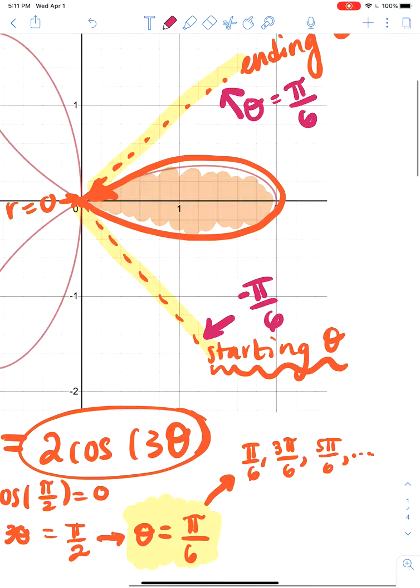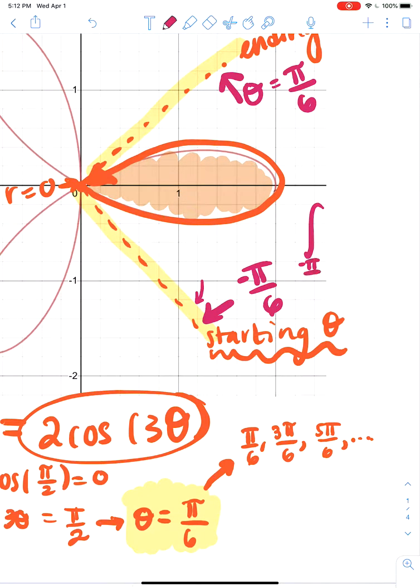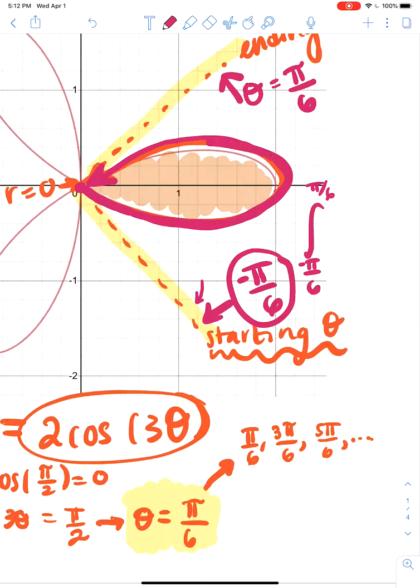It doesn't make sense to use a value just under 2 pi, because remember, when we integrate, we want to go from the smaller value to the larger value. Also, it makes sense to go from negative pi sixths, because when we plug that in, we start at 0, and as we keep plugging in theta values from negative pi sixths to pi over 6, we are going to be tracing this part of the curve and nothing else.